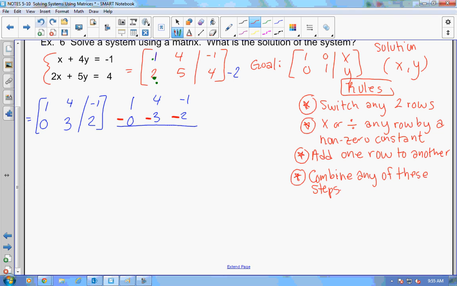So we get 1 minus 0 is 0. 4 minus 3 is 1. Oh my gosh, what's wrong with me? I'm sorry. 4 minus 3 is 1. Negative 1 minus 2 is negative 3. And what do we do with those numbers? Question though, by doing this step, have we now changed our 0 to a 1?